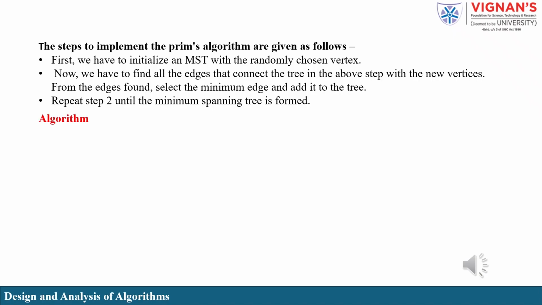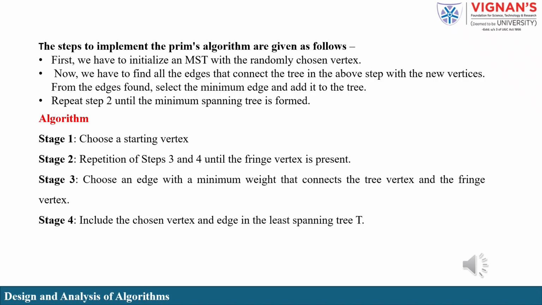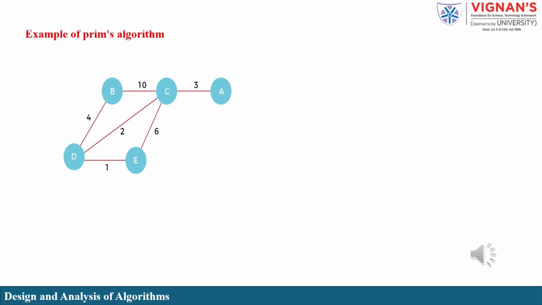Algorithm. Stage 1. Choose a starting vertex. Stage 2. Repeat the next steps until a fringe vertex is present. Stage 3. Select the minimum weight edge that connects a tree vertex to a fringe vertex. Stage 4. Add the selected edge and vertex to the spanning tree T. Stage 5. Exit. Here, the circles represent vertices and the lines represent edges with weights.